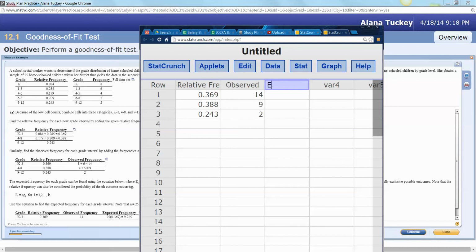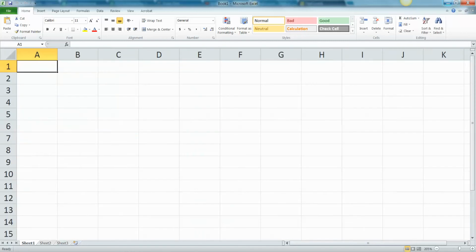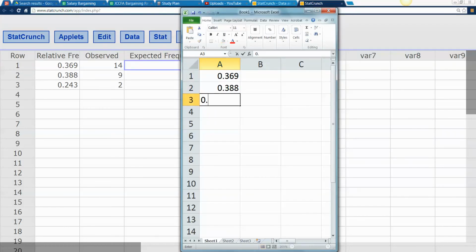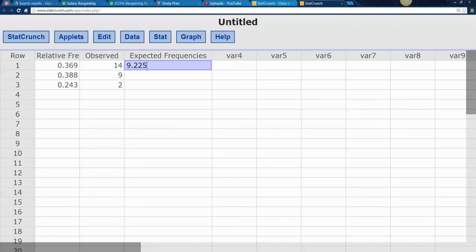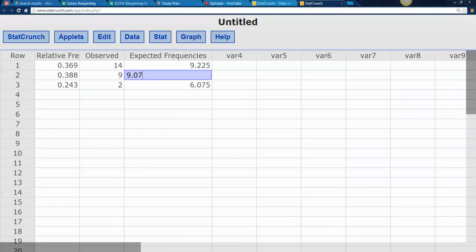So what I'm going to do here is find the expected frequencies. You can use a calculator. Honestly, it's faster with Excel, to be quite frank. So you take 0.369, 0.388, 0.243, and all you want is to take each of these values and multiply it by 25, because that's your total. So 0.369 times 25 is 9.225, 0.388 times 25 is 9.7, 0.243 times 25 is 6.075. You could find these values with a calculator as well. So there's the expected frequencies. You multiply your observed total, which was 25, times each of your relative frequencies.